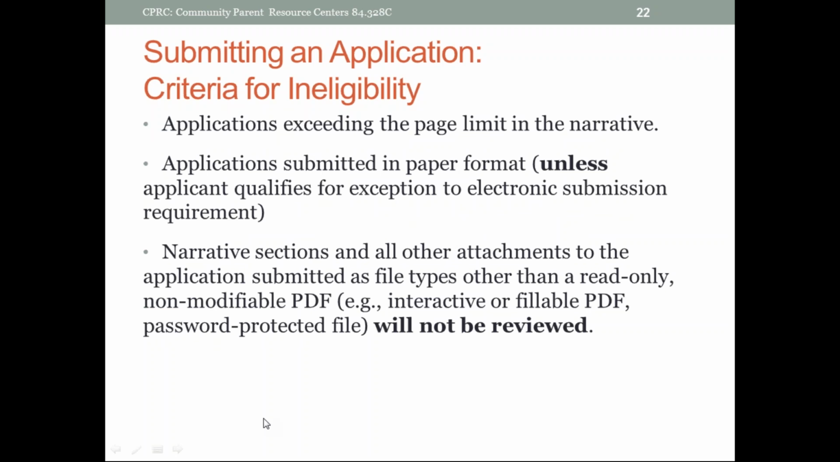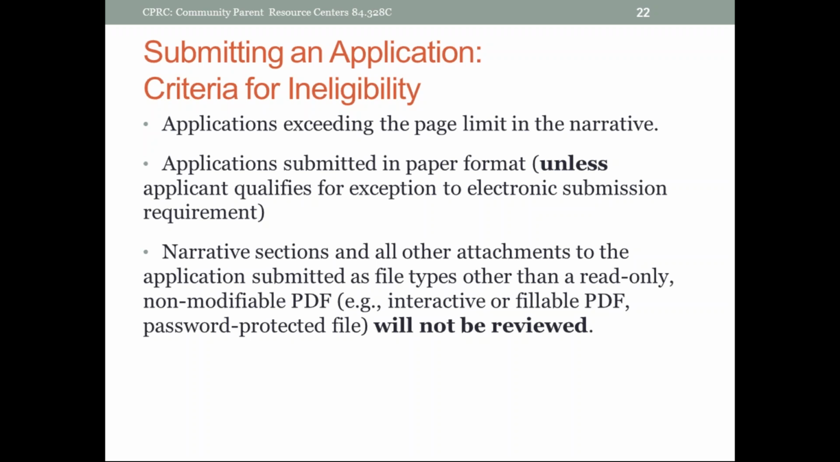You will also not be read if you exceed the page limit in the narrative. So if you're on page 51, you will not be read. If you submit the application in paper format, unless you've gotten an exception to the electronic submission requirement, it will not be read.